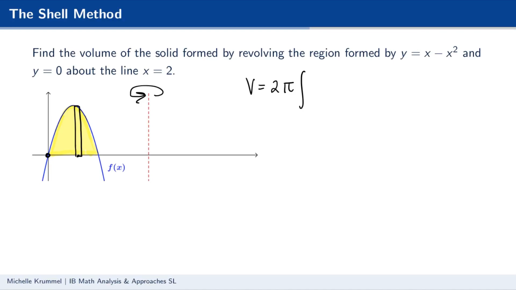So the shaded area starts here at x equals 0. This is a dx problem because it's a vertical rectangle. So x equals 0, and we stop when we get to this x-intercept right here. So we have to figure out what that is.